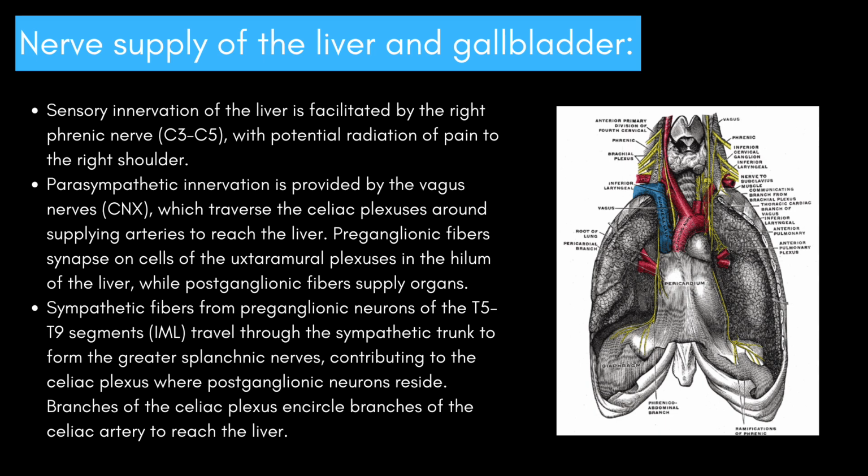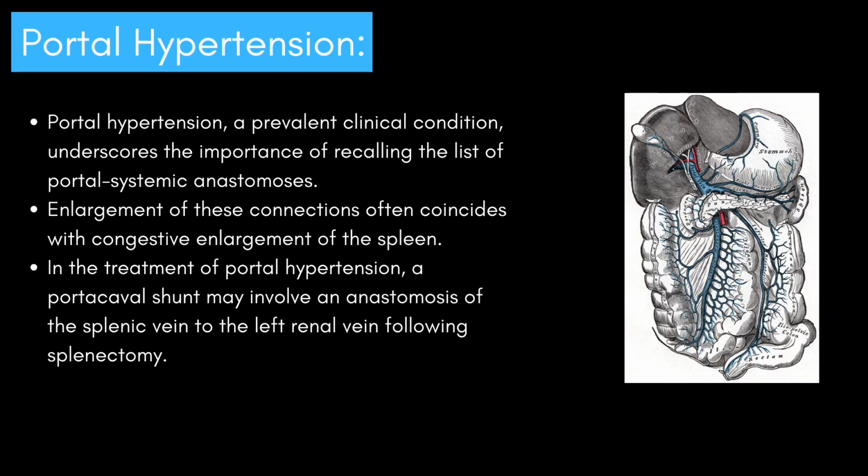Next topic, portal hypertension. This is a prevalent clinical condition which underscores the importance of recalling the list of portal systemic anastomoses. Enlargement of these connections often coincides with congestive enlargement of the spleen. In the treatment of portal hypertension, a portocaval shunt may involve an anastomosis of the splenic vein to the left renal vein following splenectomy.